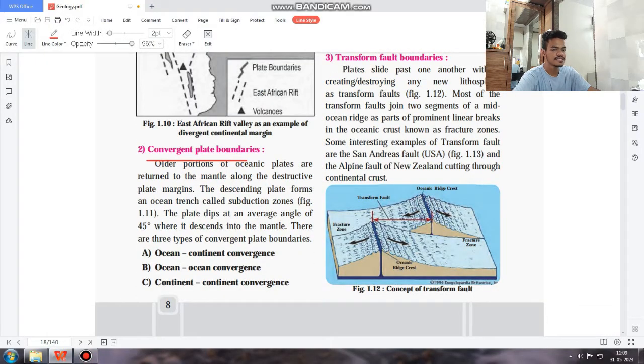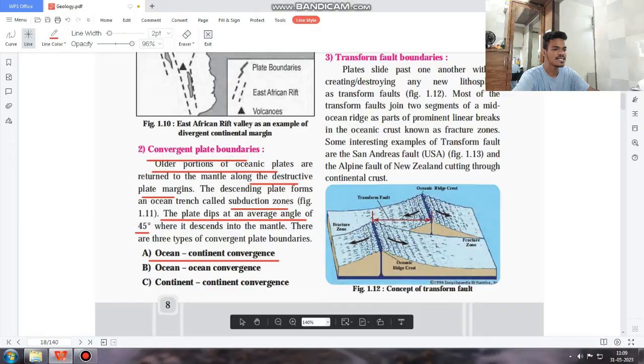Convergent plate boundaries, where the older portion of oceanic plates descends, are hence called destructive plate margins. These descending plates form subduction zones. The plate dips at an average angle of 45 degrees. Hence they are classified into 3 types: ocean-continent convergence, ocean-ocean convergence, and continent-continent convergence.